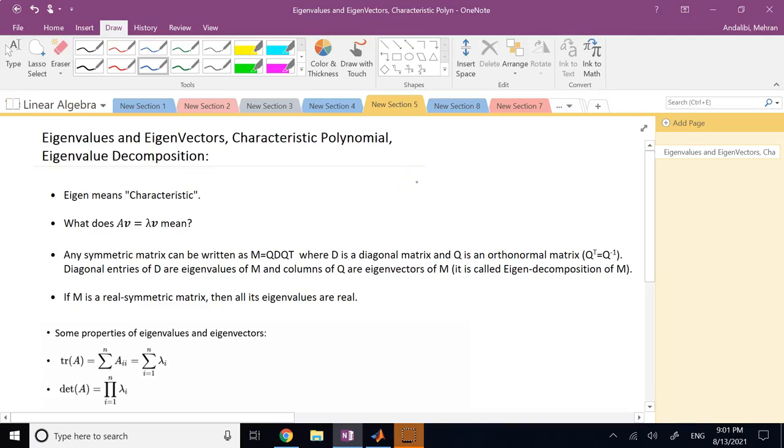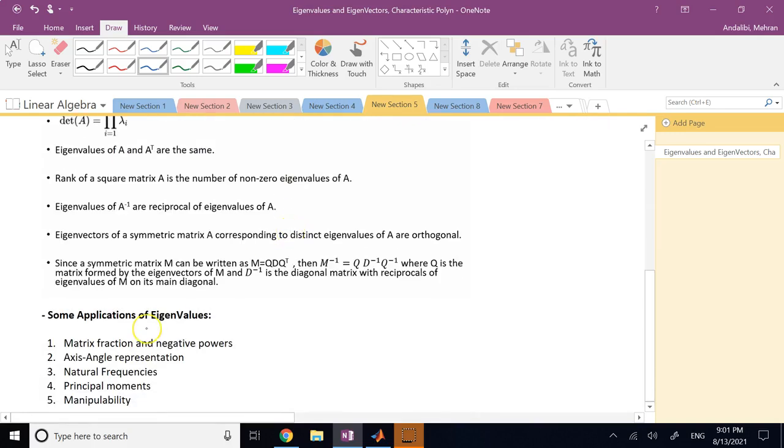Hello everyone. In the previous video we talked about eigenvalues, eigenvectors, how we calculate them, and the characteristic polynomial. In this video we are going to talk about eigen-decomposition and properties of eigenvalues, and hopefully, if time allows, applications of eigenvalues. We don't want to make super long videos anymore, otherwise I'll talk about them in a separate video.